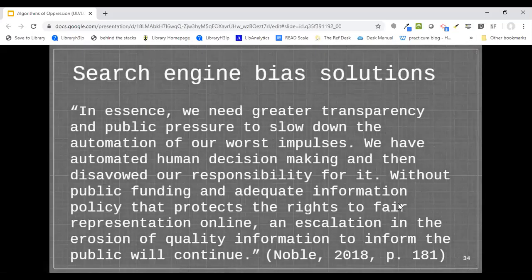And if we think about what that means, it means greater transparency. It means for us to understand what's going on. And she says here, to slow down the automation of our worst impulses. So we have automated human decision-making and then disavowed our responsibility for it. So thinking about how we can get public funding for something like a public non-commercial search.